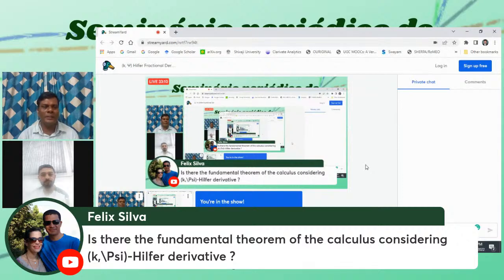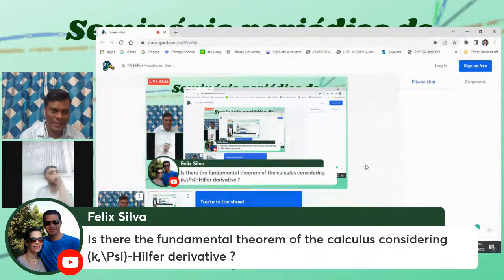Okay, sir. Yes. The results which we have proved are in this paper, just one year of work. Later on we have not done any work related to it, and we have not considered this property. So we have not given a theorem related to the fundamental theorem of calculus for the K-Psi Hilfer derivative. It may be a problem for other researchers, or we will try this problem in future.